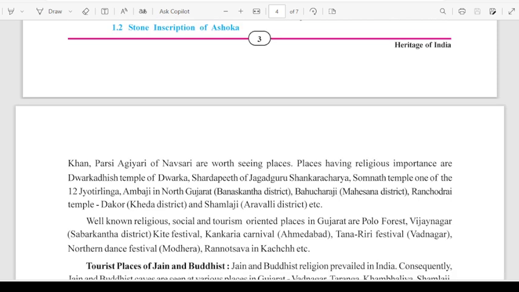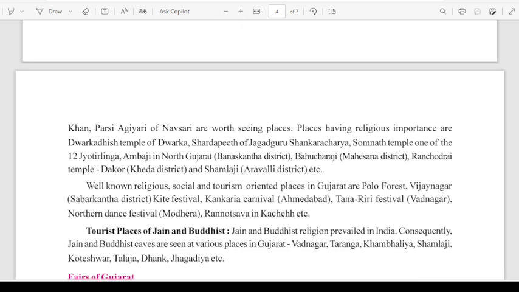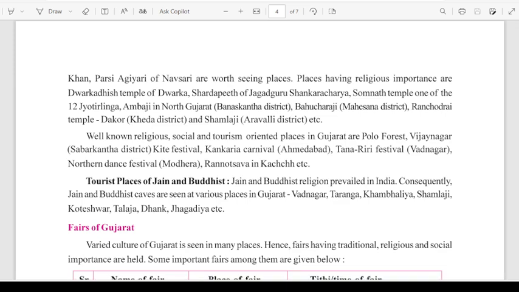Places having religious importance are the Dwarkadish Temple of Dwarka, Sharda Peeth of Jagadguru Shankaracharya, Somnath Temple, one of the 12 Jyotirlings, Ambaji Temple in Banaskantha district of North Gujarat, Bahuchraji in Mehsana district, Ranchhodrai Temple, Dakor in Kheda district, and Shamlaji in Arvalli district, etc. Well-known religious, social, and tourism-oriented places in Gujarat are Polo Forest, Vijaynagar in Sabarkantha district, Kite Festival, Kankaria Carnival in Ahmedabad, Tarnetar Festival, Vadnagar Northern Dance Festival, Modhera, Ranotsav in Kutch, etc.